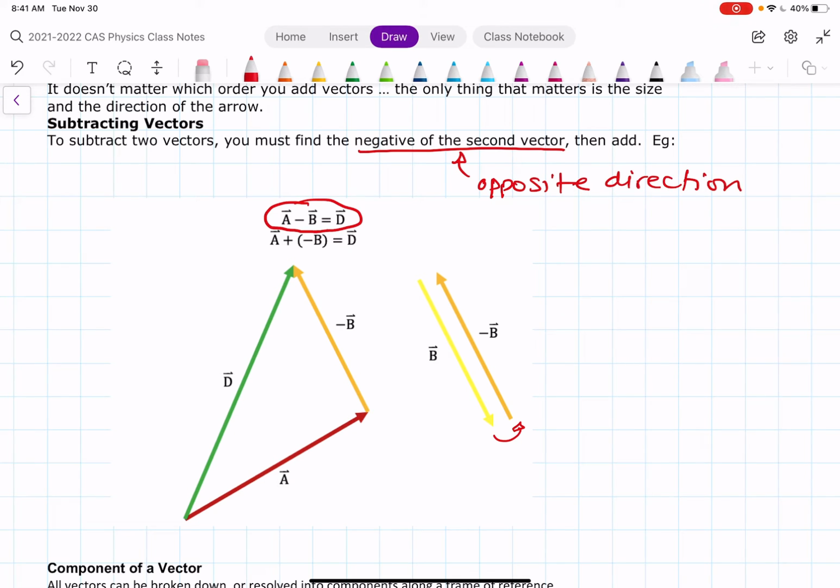All right, so then it's the same idea. You add them tip to tail. Tip of the first, A is the first, to the tail of the second, and then your resultant goes from the tail of A to the tip of B. So that would be D, which is A plus negative B.